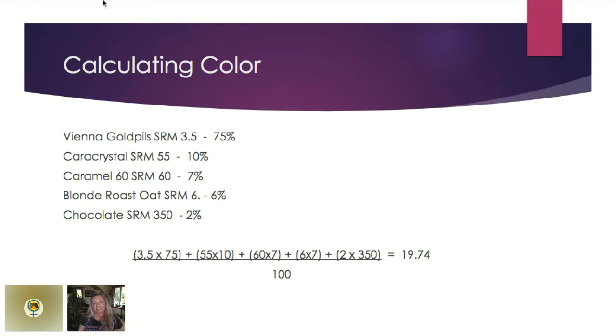Color. So I know that the software does this, but this is just really fun. This is something that I learned really recently, and it was easy to do. So if our Vienna Gold Pills has an SRM of 3.5 and we're using 75%, we multiply those two numbers by each other and do that for malt 1, malt 2, 3, 4, and 5. We add all of those numbers together and divide it by 100 for the 100% of our entire grist load. And that's going to give us our loose SRM.